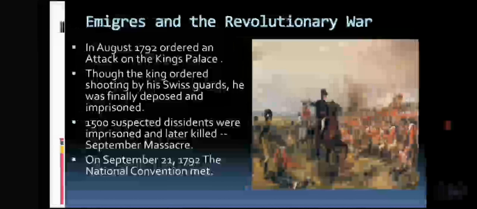Emigres and the Revolutionary War. In August 1792, the Commune ordered and attacked the King's Palace. The people of Paris were angered by the action of the Swiss guard in shooting and killing many of them. In 3 days from September 2nd, about 1,500 suspected dissidents were put into prison. After a trial, they were killed, and this incident is called the September Massacre. On September 21, 1792, the National Convention met.